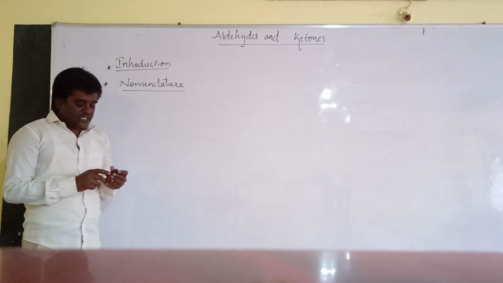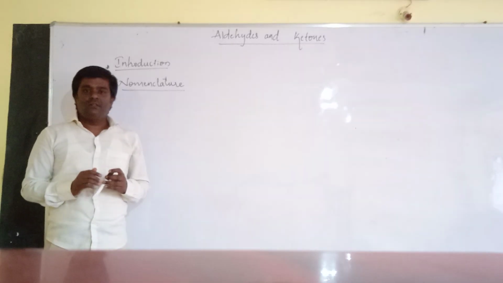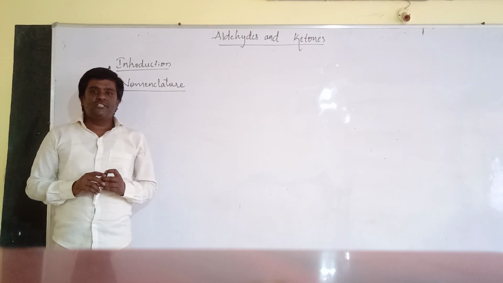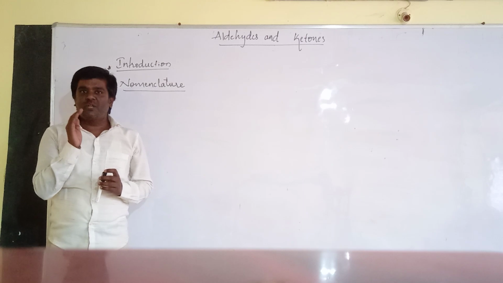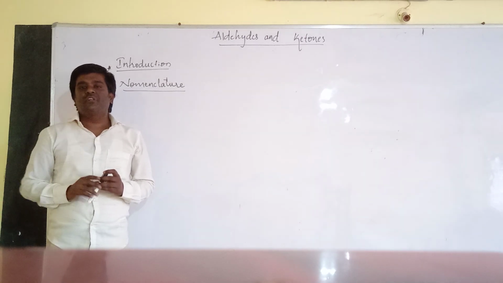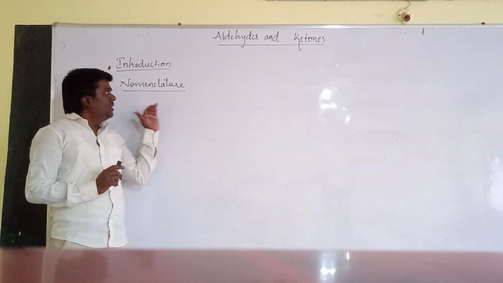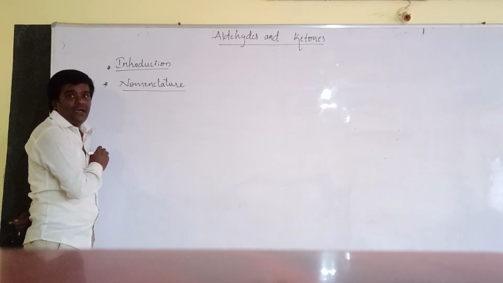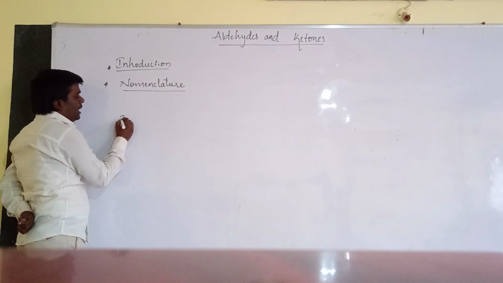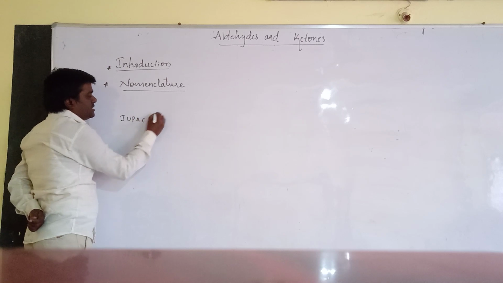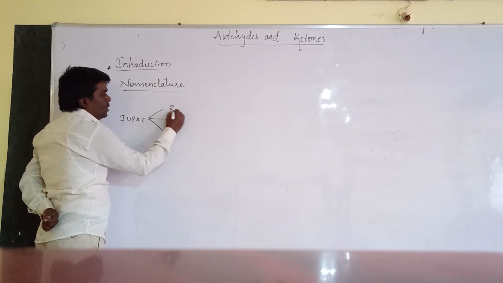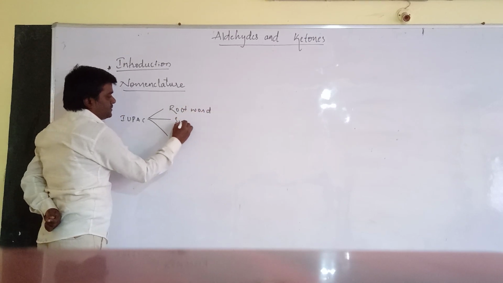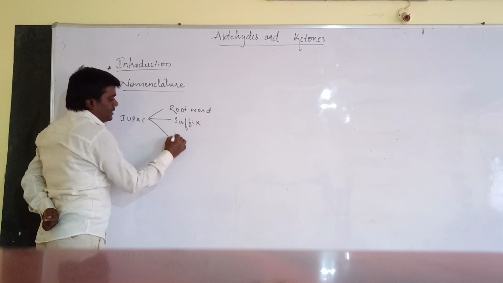Generally, the nomenclature systems are of two types. One is the trivial, general or common system, and the other is the IUPAC system. The IUPAC system consists of particular, definite rules for the nomenclature of organic compounds. Then let us see the IUPAC system. According to the IUPAC system, it consists of 3 parts. One is the root word, the second one is the suffix, and the third one is the prefix.